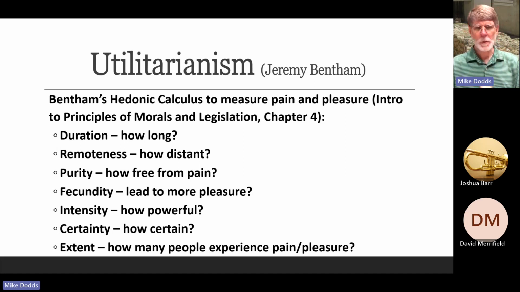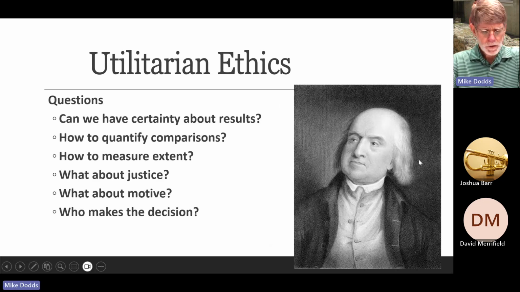We all feel different degrees of pain and pleasure. The certainty of it, how certain? And then the extent, how many people will be affected by this pain or pleasure decision? Questions that come up. There's a gentleman, John Stuart Mill, was also a utilitarian. Yes, go ahead.